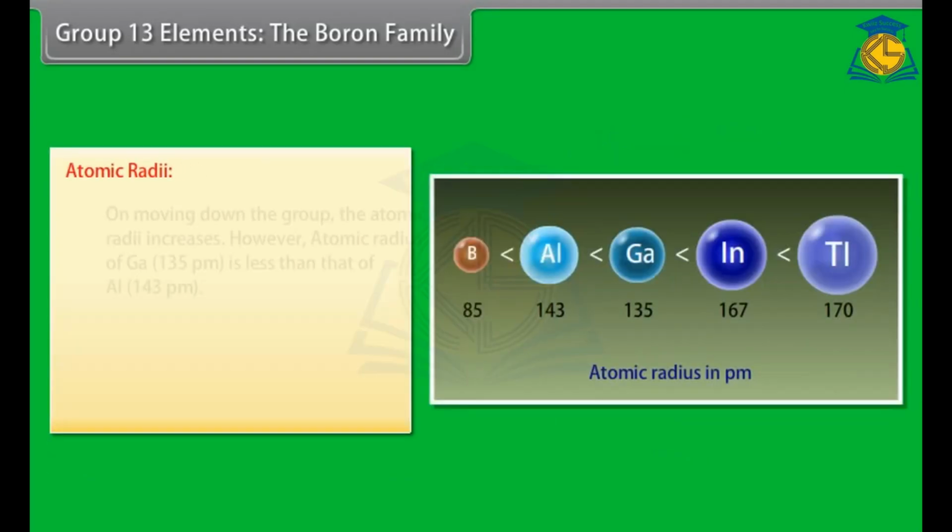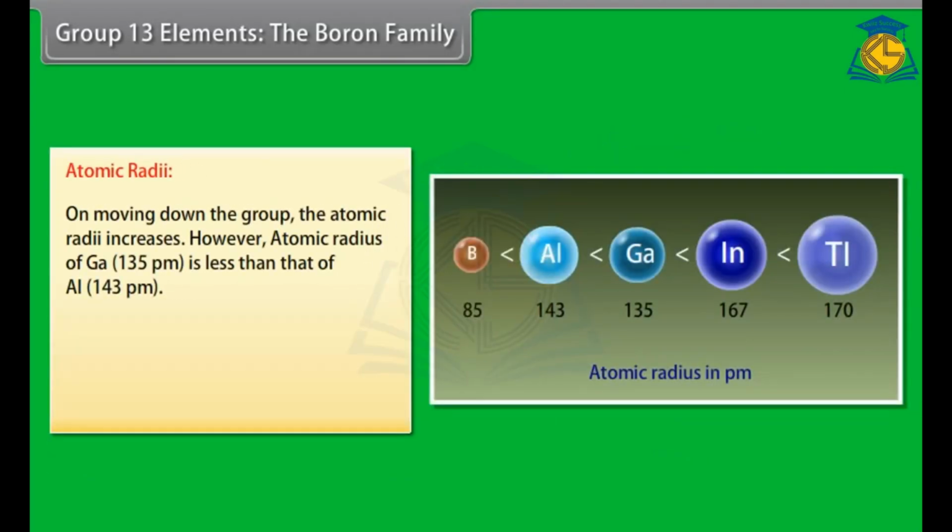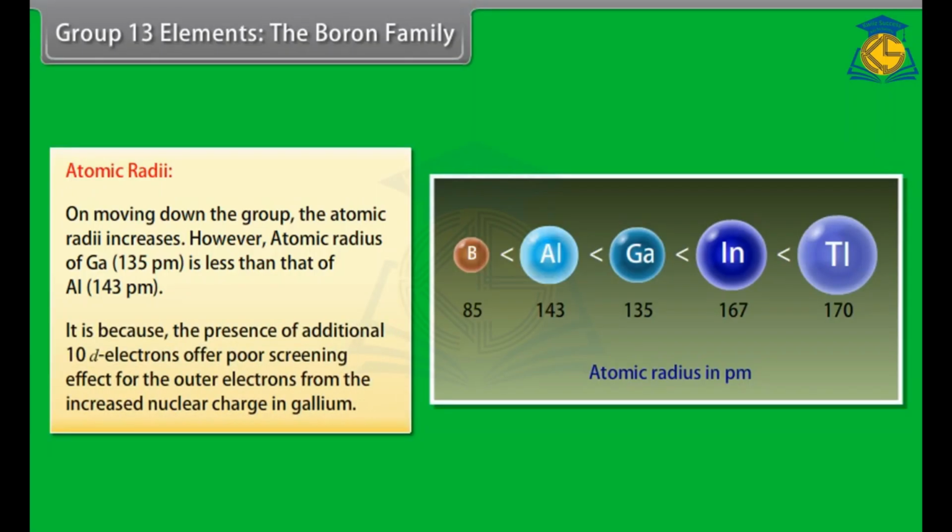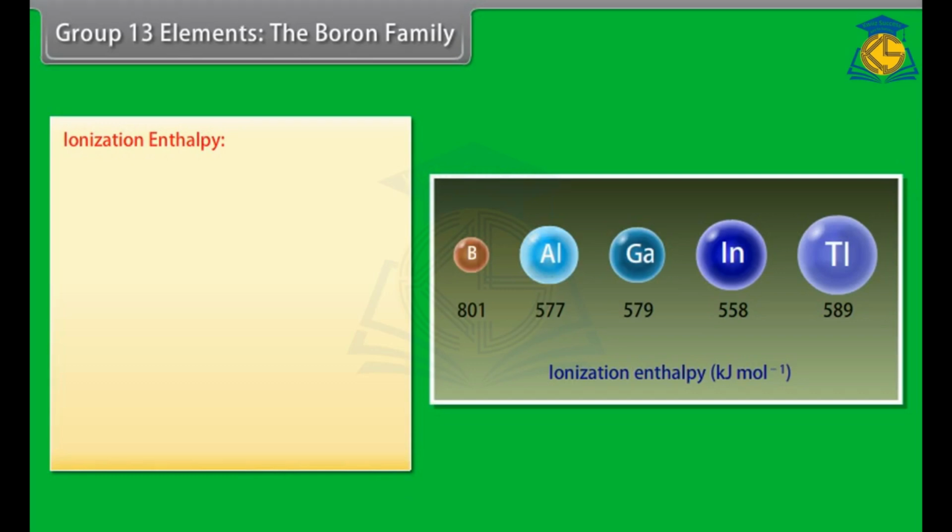Atomic radii. On moving down the group, the atomic radii increase. However, the atomic radius of gallium, 135 picometer, is less than that of aluminium, 143 picometer. It is because the presence of additional 10 d electrons offers poor screening effect for the outer electrons from the increased nuclear charge in gallium.